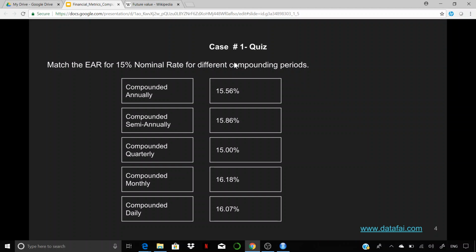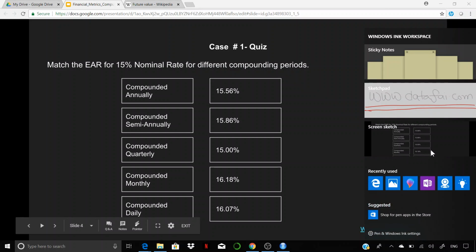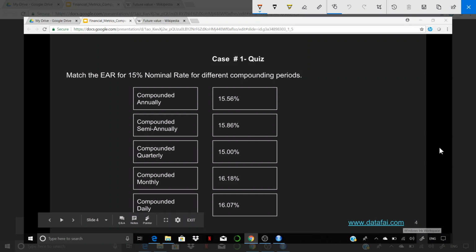This is a quiz for you, and let me talk about what this small problem has. We have an investment which is going to give you a 15% nominal rate. There are different time periods of compounding. What will be the rate if it is compounding annually? What will be the rate if it is compounding semi-annually, quarterly, monthly, and daily?